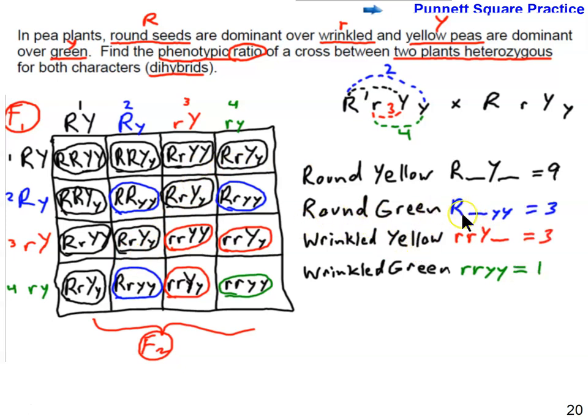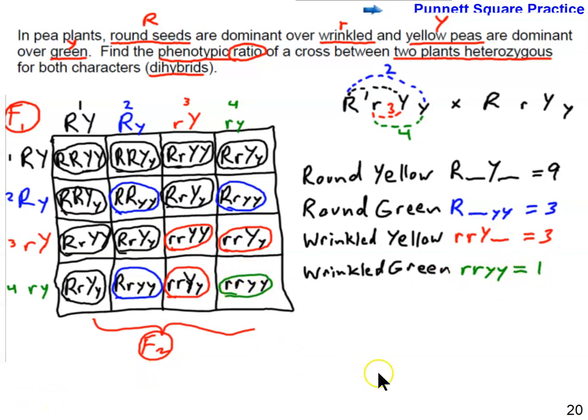Same for round green. As long as there's a capital R and 2 lowercase y's, that's going to be round green, right? Doesn't matter what this allele is. And if you go back and count them up, there are 3 of them. Wrinkled yellow, same situation, just the opposite. As long as there's a capital Y and 2 lowercase r's, that's going to be wrinkled yellow, and there are 3 of them. And then wrinkled green, that's both characters homozygous recessive. That's the most rare result, and there's only 1 of those.